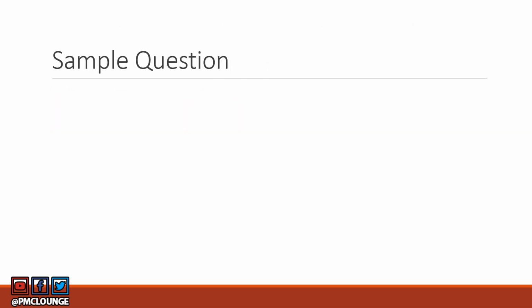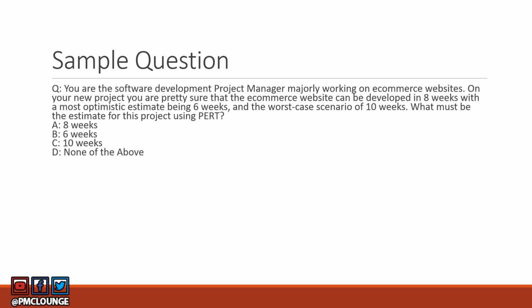Let's look into a sample PMP question. You are the software development project manager majorly working on e-commerce websites. On your new project, you are pretty sure that the e-commerce website can be developed in 8 weeks, with a most optimistic estimate being 6 weeks and the worst case scenario of 10 weeks. What must the estimate for this project be using PERT? You have to use PERT here. The options are A, 8 weeks, B, 6 weeks, C, 10 weeks, or D, none of the above.